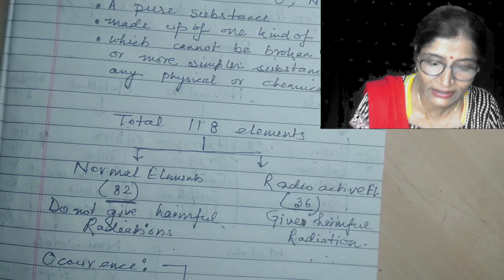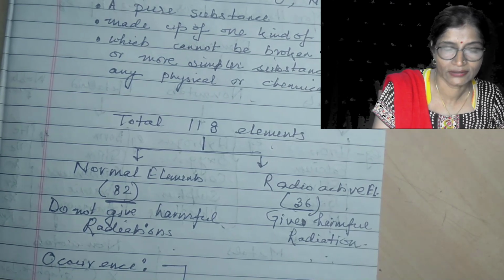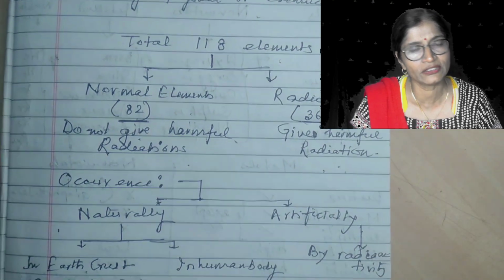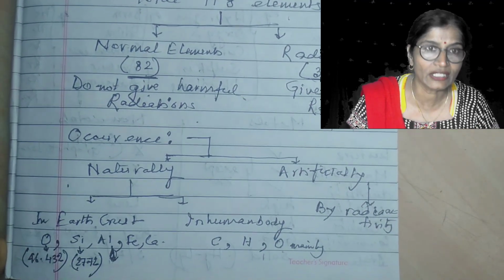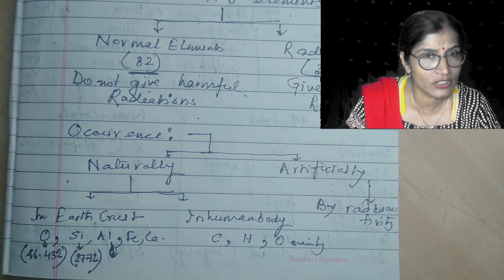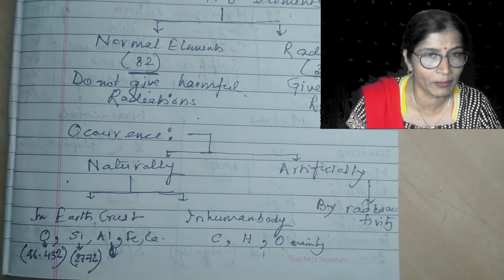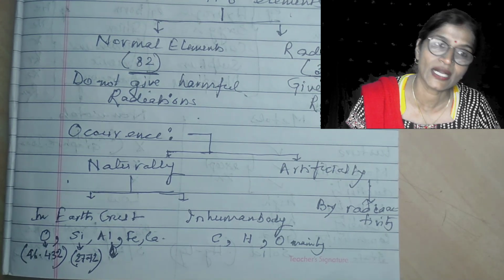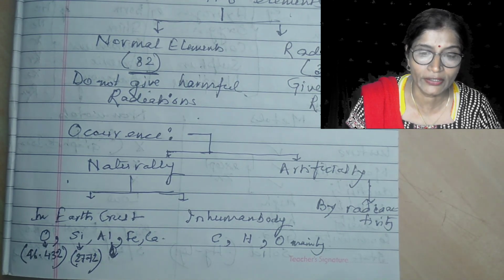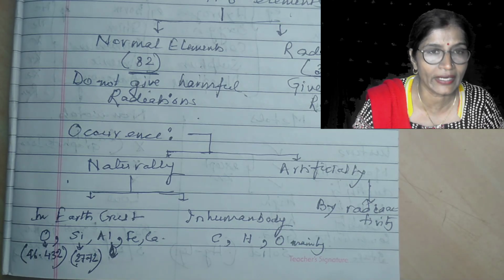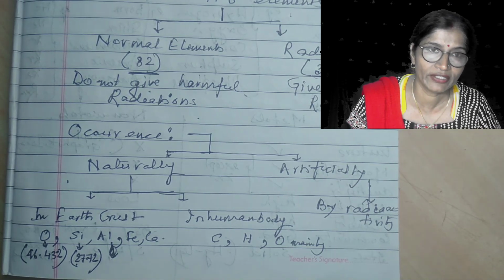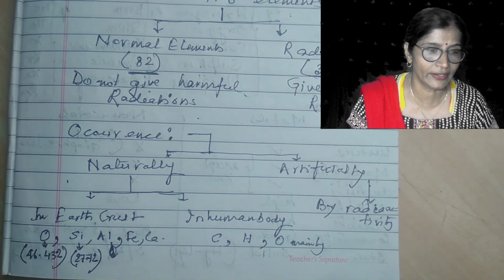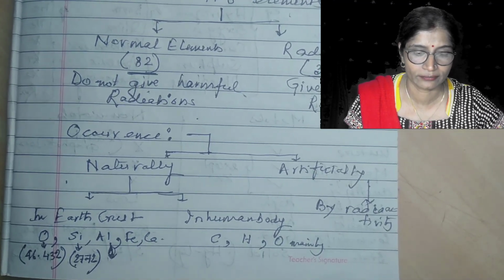Now next one is the occurrence. Where are these elements present? These elements are present almost everywhere, within the earth crust and within the atmosphere. Generally, elements are not prepared artificially, but nowadays, by the radioactive method, even elements can be prepared artificially.